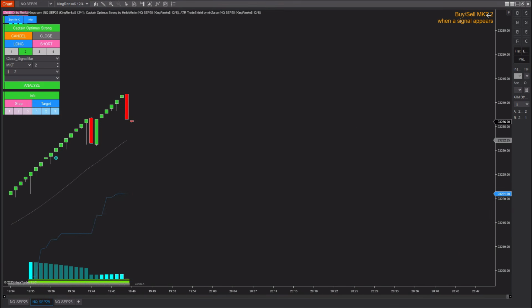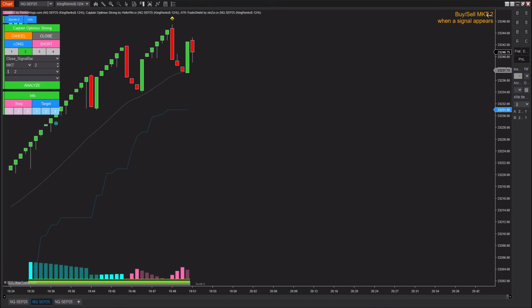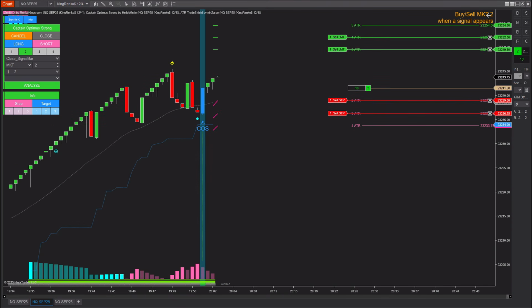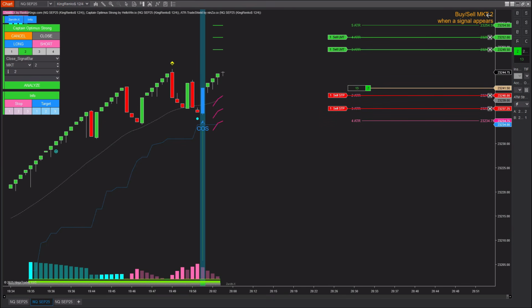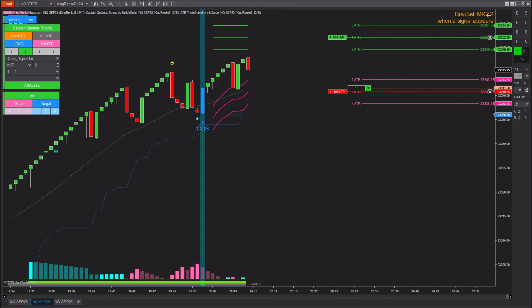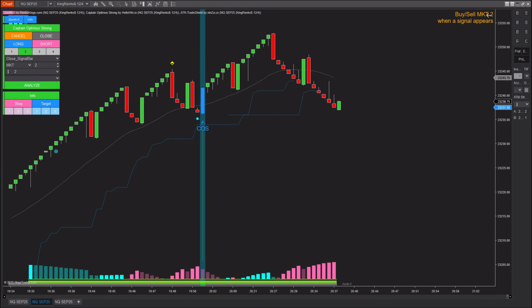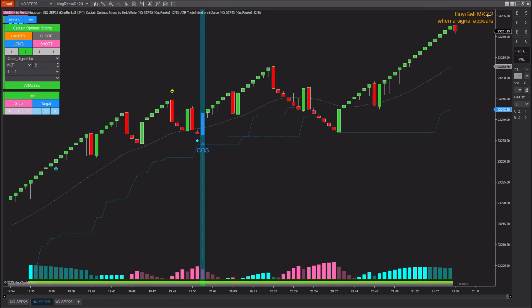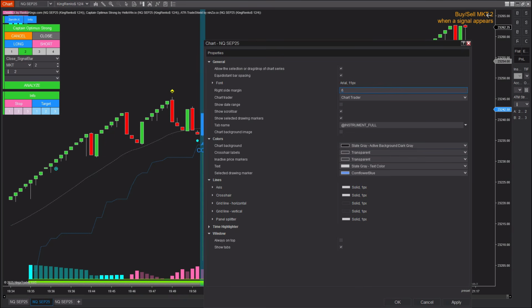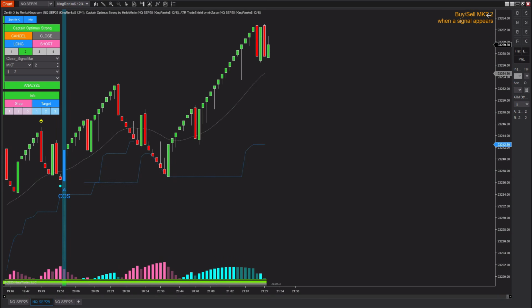Next, let's take a moment to explore a showcase that illustrates how this strategy performs in real-time conditions. In this demonstration, you'll see how Captain Optimus Strong, in combination with Zenith X, handles a full trade cycle, from detecting a pullback signal, placing an entry at the right moment, to activating a fully automated trade management system once the position is live.